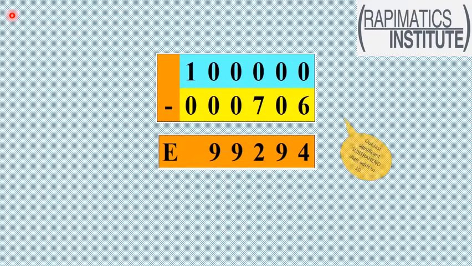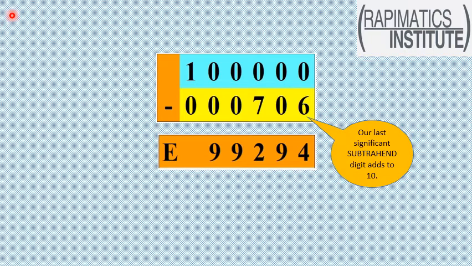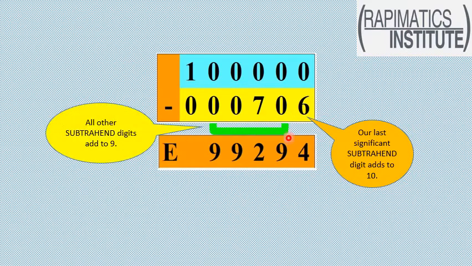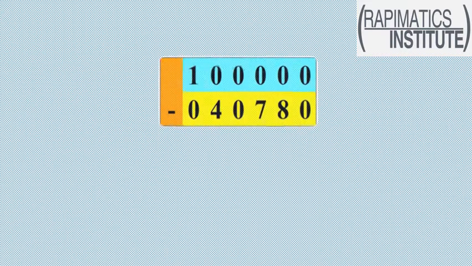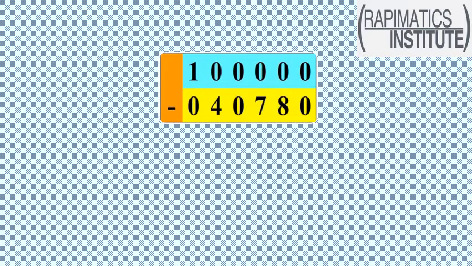Again, the pattern is that our last significant subtrahend digit adds up to 10. 6 plus 4 makes 10. 0 plus everything else will add up to 9. 0 plus 9 makes 9. 7 plus 2 makes 9. 0 plus 9 makes 9. And 0 plus 9 makes 9. Very good. Let's do some example problems. Oh, excuse me, we have one more left.